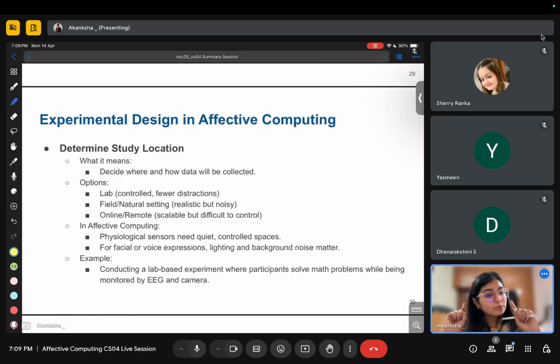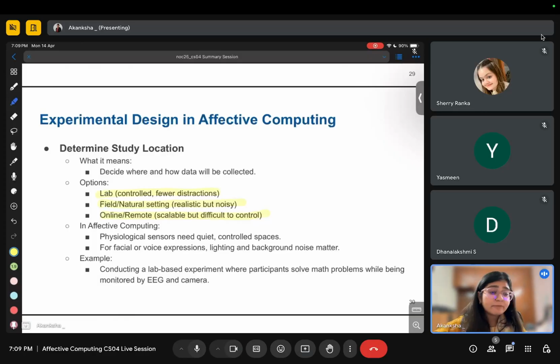So you have to decide whether it is going to be a lab experiment or an experiment which can be conducted anywhere. ठीक है, so there can be options like it can be lab controlled, or in a more realistic setting. ठीक है, or it can be remote. So each approach has its own benefits and downsides. ठीक है, and in affective computing usually we don't want any kind of noise.